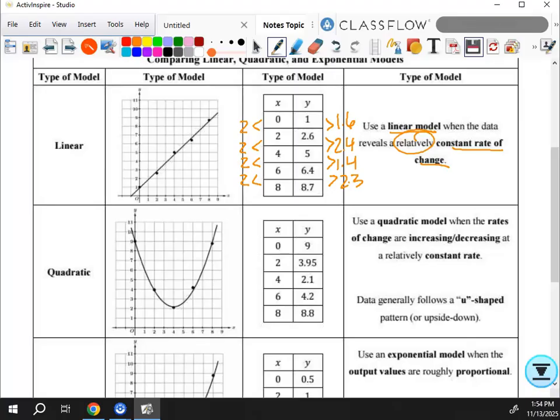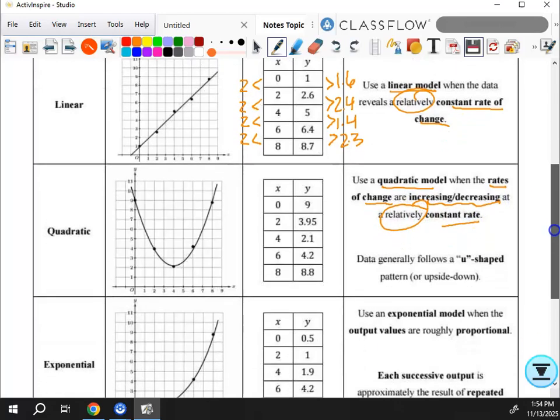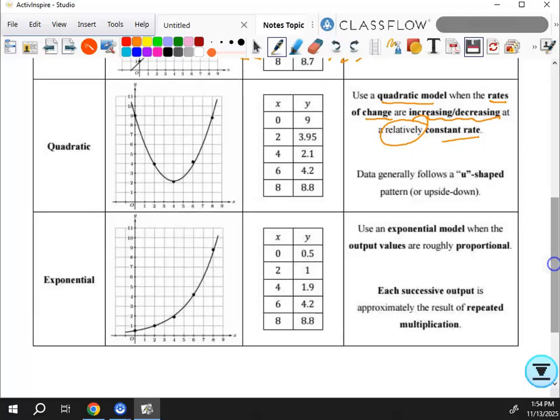All right, so then we use a quadratic model when the rates of change are increasing or decreasing at a relatively constant rate. That's the whole symmetric idea. But we really just look at, does it generally follow a U-shaped pattern? Here I still have my equal input value intervals, but my outputs decrease to about 2.1. I do not know that my minimum is 2.1, and then they increase. Maybe it is, maybe it isn't, but it's probably pretty close to that, right?